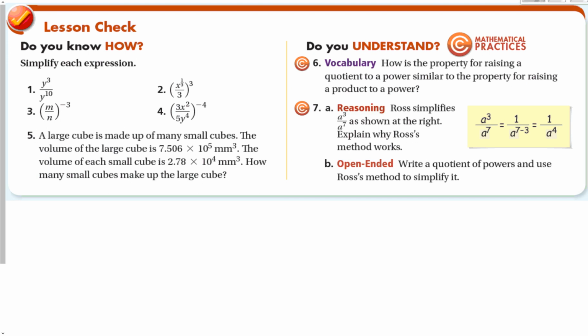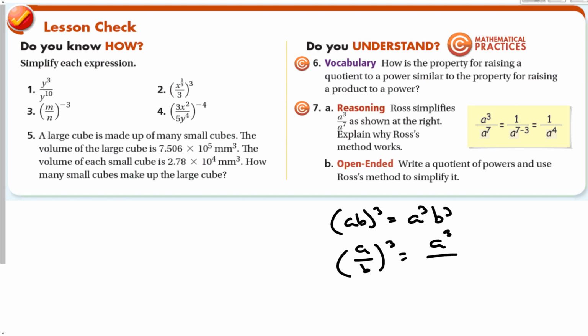6, vocabulary. How is the property for raising a quotient to a power similar to the property of raising a product to a power? Same idea, is that we're taking everything, right? Product to a power would be something like this, would be a to the third, b to the third, and quotient to a power is what we just saw, a to the third over b to the third. So basically we're taking this 3 and we're giving it to everything inside of the parentheses. Doesn't matter if it's a product or a quotient.